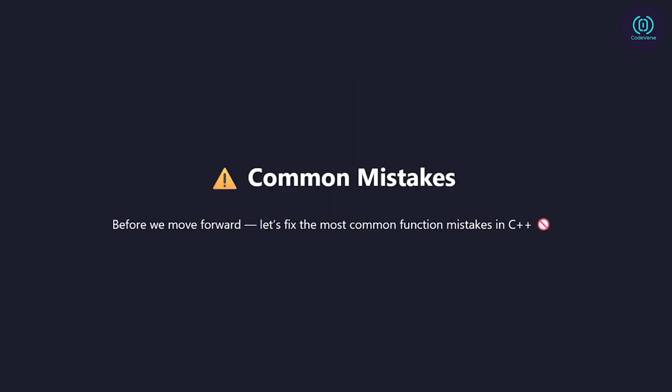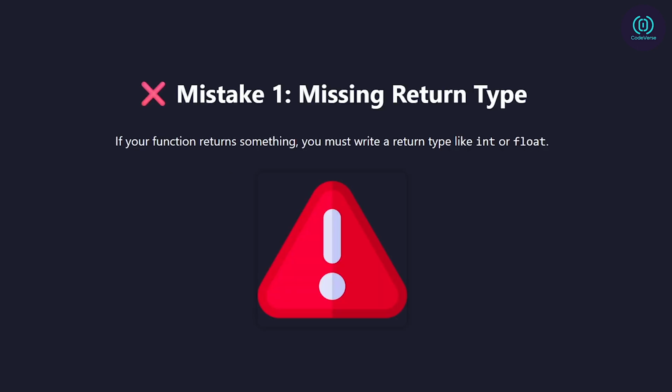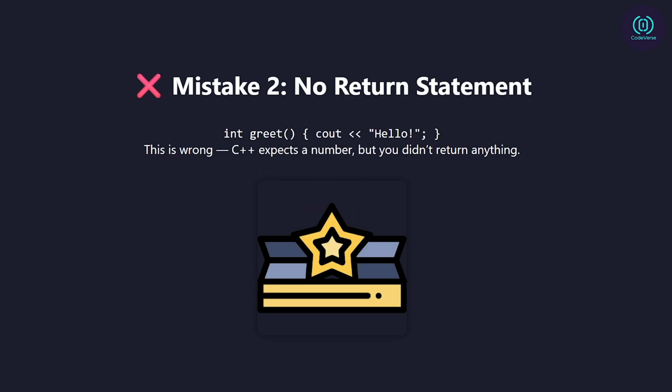Alright, before we move forward, let's talk about a few common mistakes beginners make when writing functions in C++. Mistake 1, forgetting the return type. You must specify what type of value your function returns. If your function returns a number but you forget to write int or float before the function name, C++ will be confused. Mistake 2, writing a return type, but not actually returning anything.